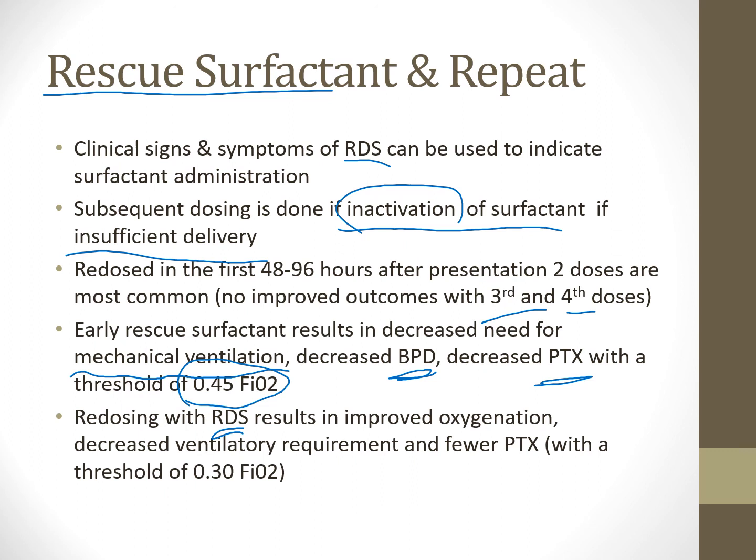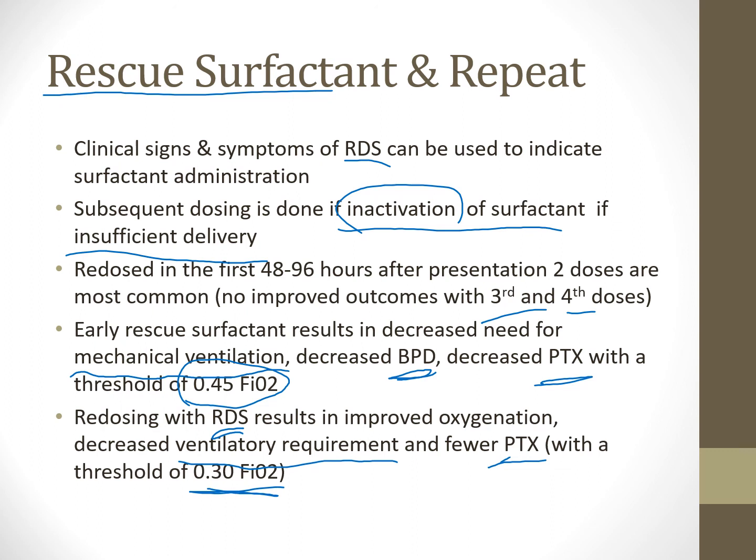All right, so it results in improved oxygenation, decreased ventilatory requirements, so less pressure on the machine, less PEEP, less mean airway pressure, and fewer pneumothoraces especially, and this is using a threshold that's even more sensitive. It's using a threshold of 30% oxygen. So if a baby has RDS and their FiO2 has gone up to 0.3, let's go ahead and give them a redose. It's been shown to help those babies as well.